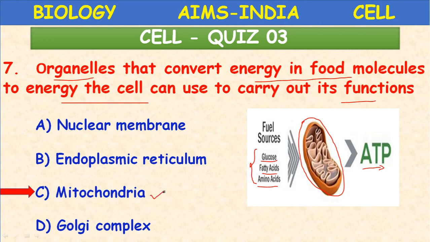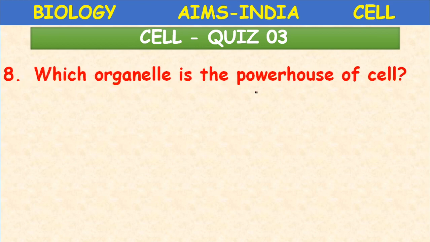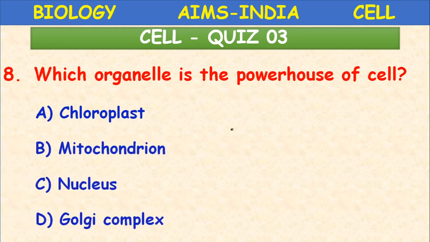Mitochondria. What do you call these mitochondria, children? Mitochondria are also called powerhouses of the cell, where the oxidation of these food materials takes place, which releases the energy in the form of ATP. This is called cellular respiration. What is it called? Cellular respiration. Which organelle is the powerhouse of cell? Just now we have seen. Which organelle is called the powerhouse of the cell?